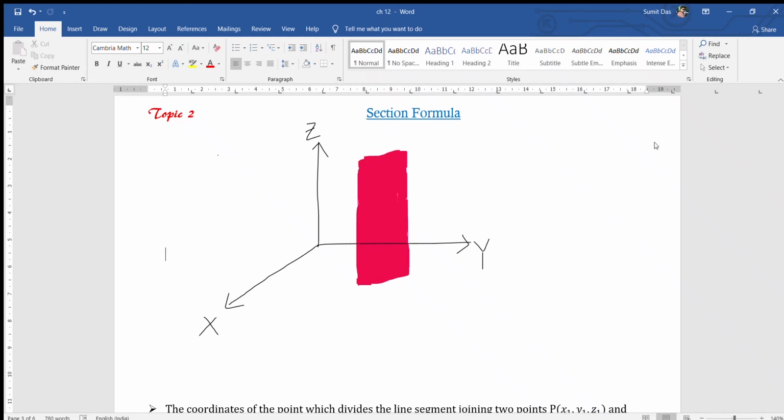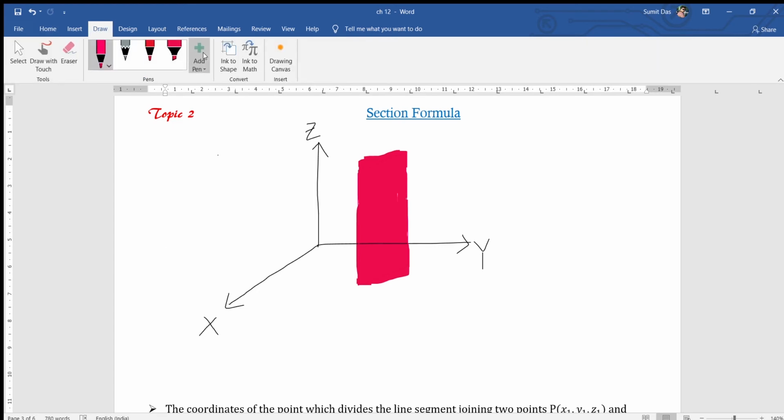Section formula means, you can see here one plane is there, right? I hope you can see one plane is there. Okay, this plane, this pink color one, this means a plane. This is the plane, rectangular plane, and one other plane.